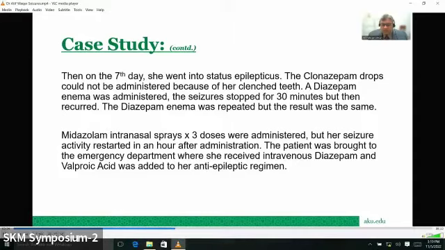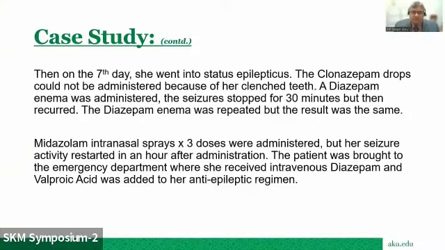And finally, we exhausted all of the options that we could administer at home. The patient was brought to the emergency department where she received intravenous diazepam, and valproic acid was added as the fourth anti-epileptic to her regimen.